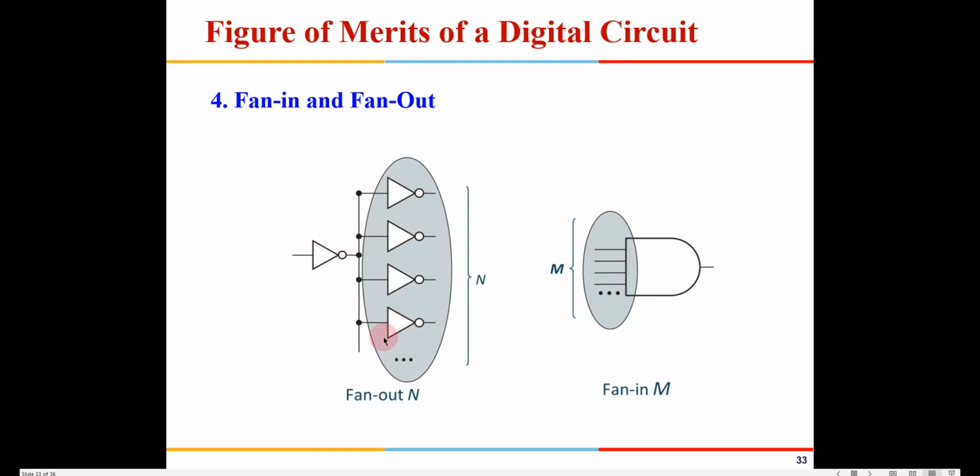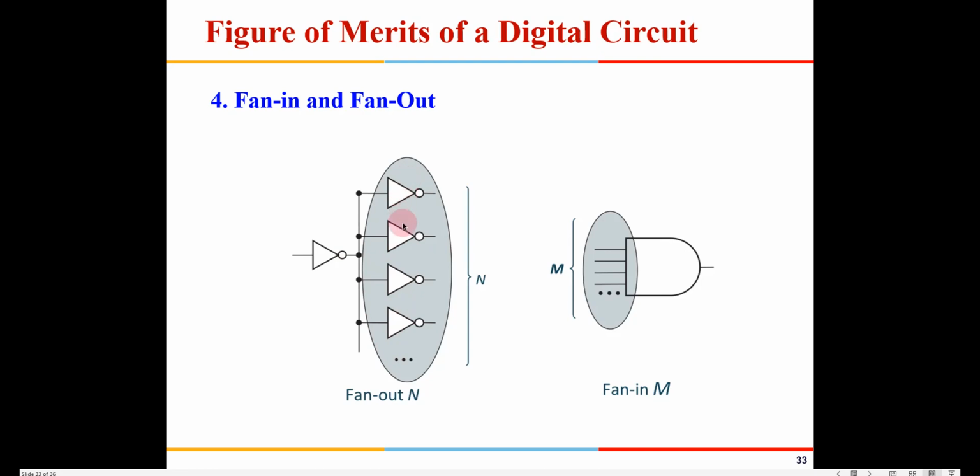In BJT based logic families, if you keep increasing the fan out, the output voltage available will keep decreasing, and then finally it will fall below the prescribed levels. In CMOS that doesn't happen. You can keep increasing the number of gates to infinity.